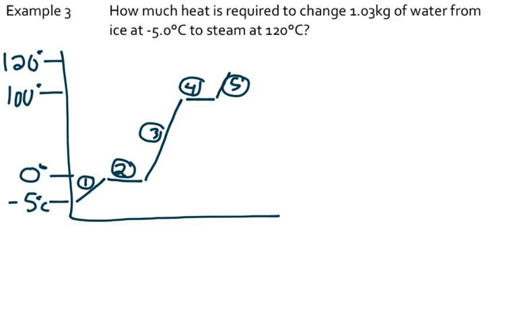So this is going to require a combination of Q equals n delta H, as we've been looking at, as well as Q equals mc delta T, which we looked at in the last section. So for section 1, the heating ice, that's a temperature change, so we'll need Q equals mc delta T.